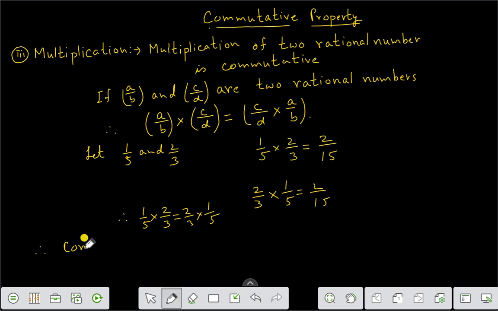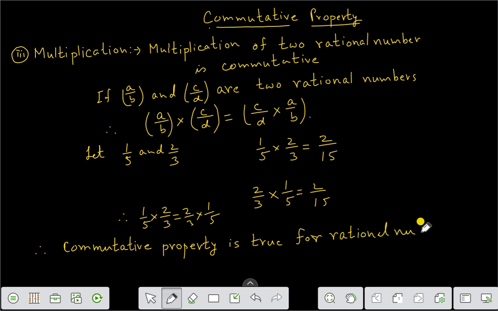Commutative property is true for rational numbers in case of multiplication, right? Remember that the commutative property is true for multiplication of rational numbers.